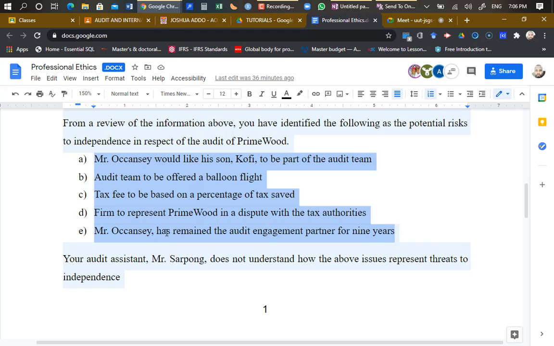Please, I think that one is intimidation. Okay, how is it so? I think that one is related to intimidation threat. Okay, because why? Because with them charging a tax fee to the audit team based on the tax that they are going to save, it is going to affect the objectivity of their opinion. Okay, that's good.